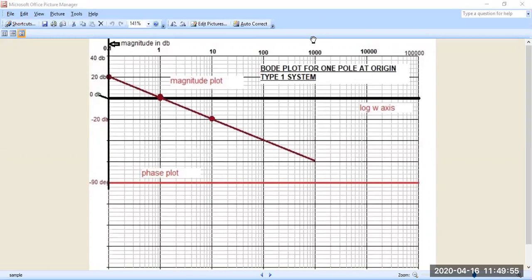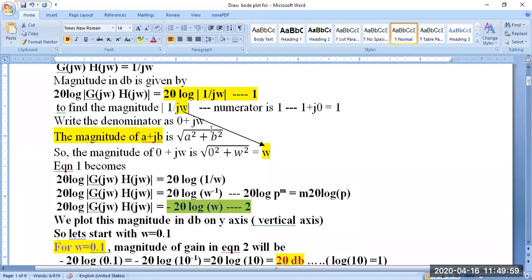So let us see the Bode plot again. So we were here. What is the magnitude of the numerator? The magnitude of the numerator is 1, because the magnitude of a plus jb is under root a square plus b square. We have seen it. And what is the magnitude of the denominator? It is omega. So your equation becomes 20 log of G(jω) H(jω) is equal to 20 log of 1 upon omega. And we have seen this. We have come till here: minus 20 log of omega, which is equation number 2.